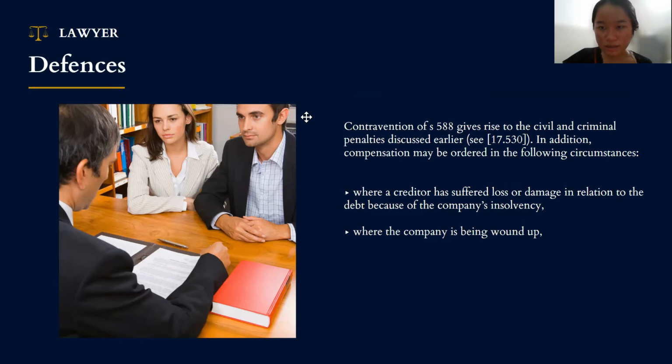Contravention of Section 588 gives rise to the civil and criminal penalties discussed earlier. In addition, compensation may be ordered in the following circumstances. Firstly, where creditors have suffered loss or damage in relation to the debt because of the company's insolvency, the court may order the director personally to pay to the company compensation equal to the amount of that loss or damage. Secondly, where the company is being wound up, the company's liquidator may bring proceedings to recover from the director personally such loss or damage as a debt due to the company under Section 588.